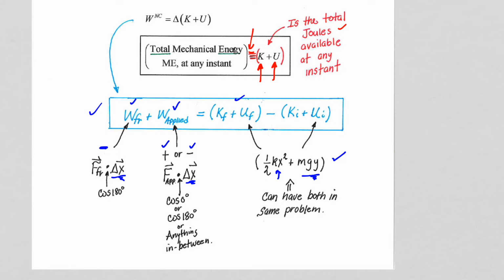Now, we're going to look at a very special case of problems where there are no non-conservative forces. So if there is no friction in the problem, you don't put friction in. And if they don't give you any applied forces, so basically the only forces in the problem are springs and gravity, then what happens? Well, that's our next page of notes.